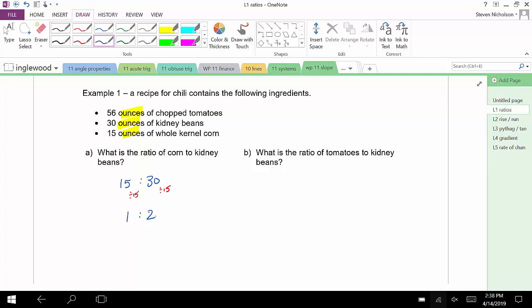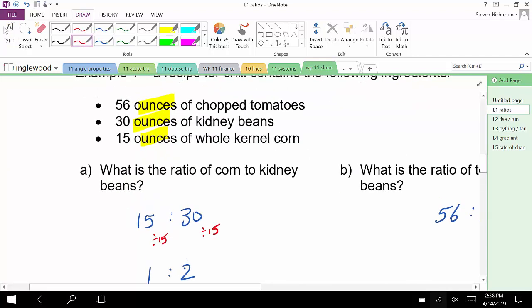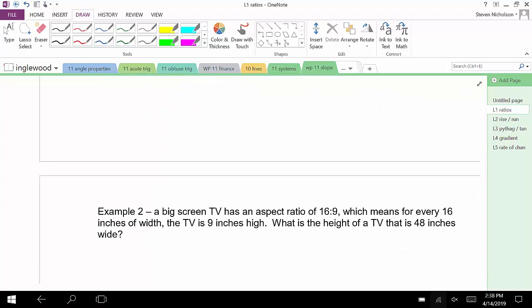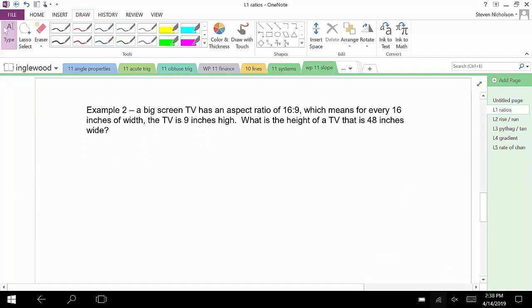Part B says, what is the ratio of tomatoes to kidney beans? And again, what we have is 36 ounces of tomatoes to 30 ounces of beans. And again, if we can simplify, it always makes our life a little bit easier. And the only number that goes into 36 and 30 is 2. So if we divide both sides by 2, we can make the numbers a little bit more manageable. Not really that much in this case, but it usually helps. So those are two examples of this idea of ratios.